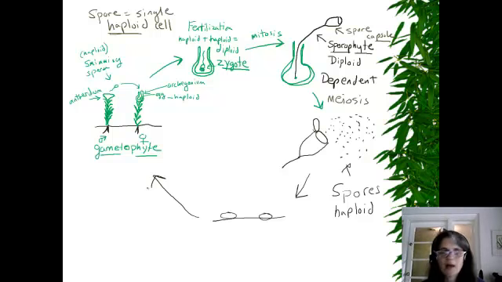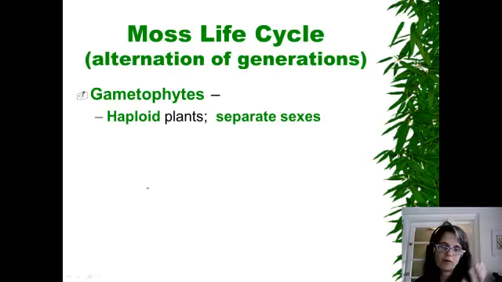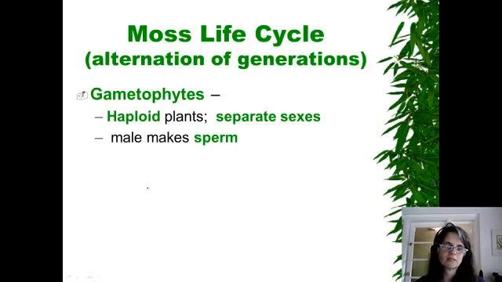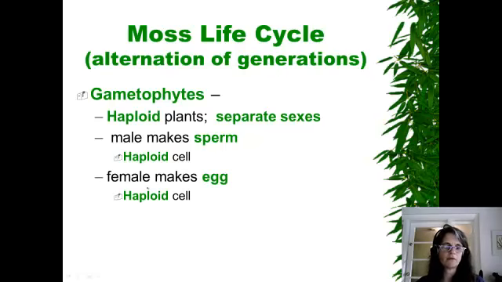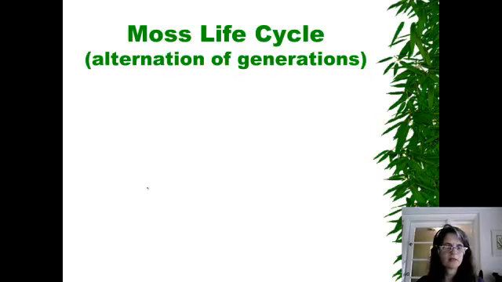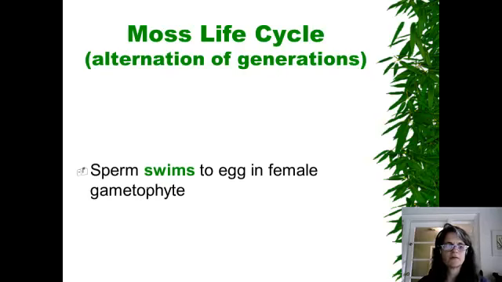You ought to understand that, because all plant life cycles basically go through this pattern. It's not exactly like this. There are modifications made, but basically there's this alternating of life forms that we see, of body forms in all plants. All right, so let's go through your notes real quick. Gametophytes are the haploid plants. They have separate sexes. Male makes sperm, which is haploid. Female makes egg, which is haploid. Okay? Just like in us. Okay? That's the first part of your life cycle notes.